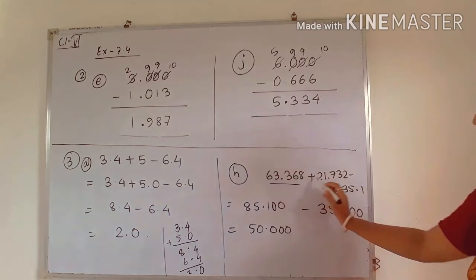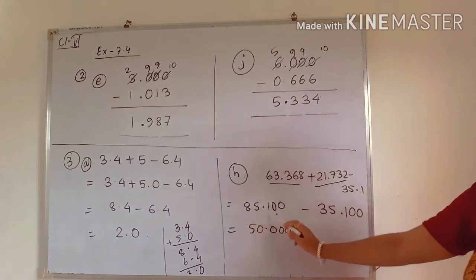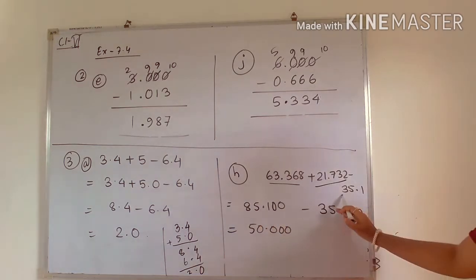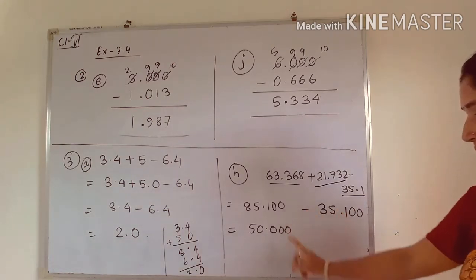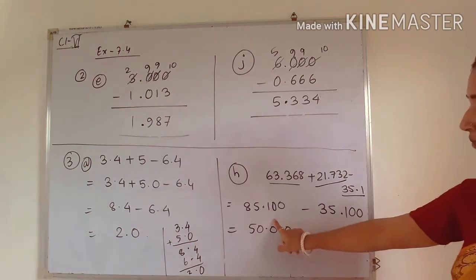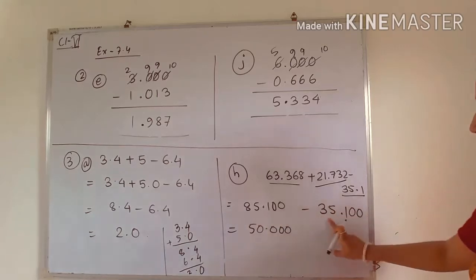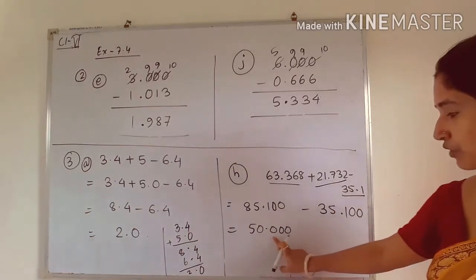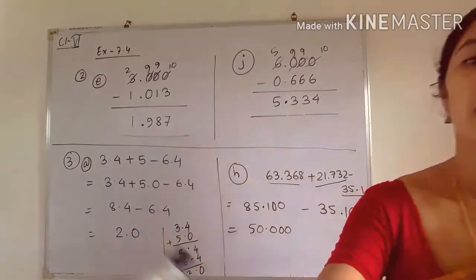Similarly, here you can see, we can add the two numbers in each bracket, because they are like decimals. So after adding, I am getting 85.100. And this is 35.1, so we can write 35.100 to make both like decimals. Okay. So we will subtract here. See, the decimal part is the same. So when we subtract, it will become 000. So 85 minus 35, that will be 50. So 50.000, or you can write 50. 50 is the final answer.